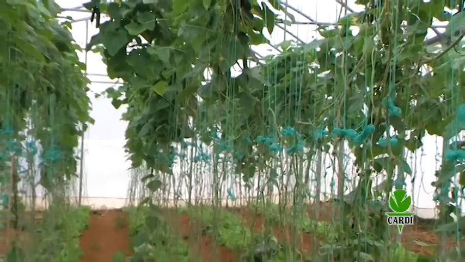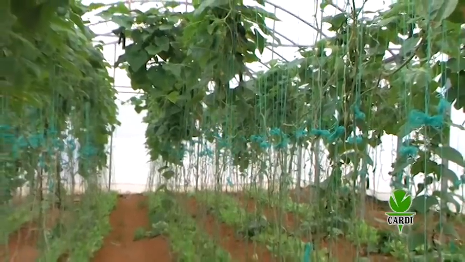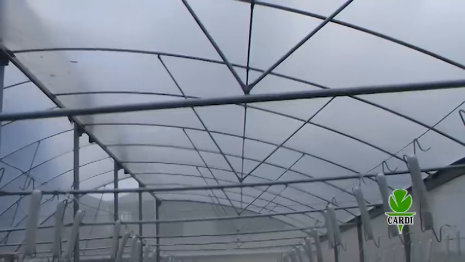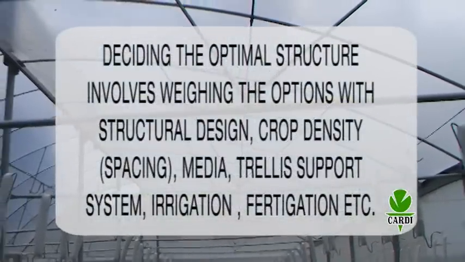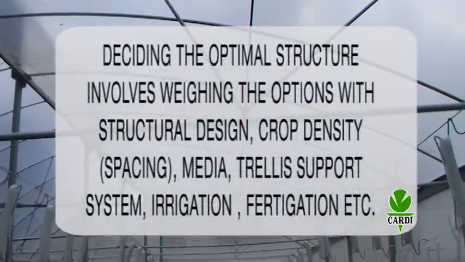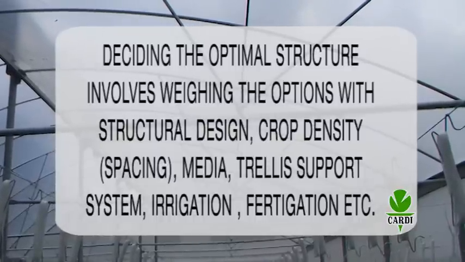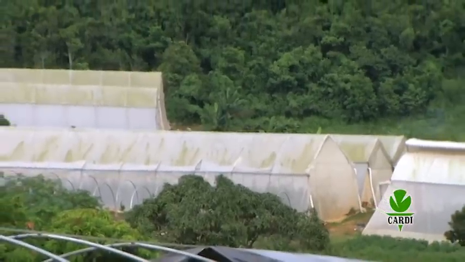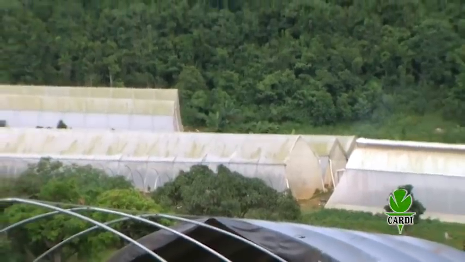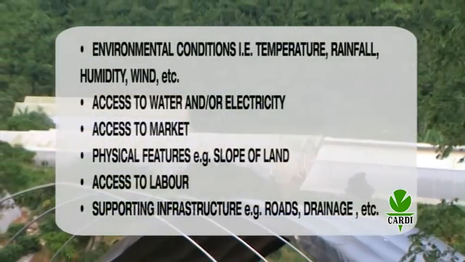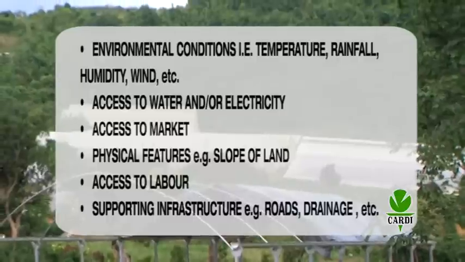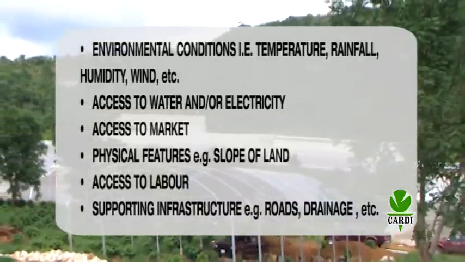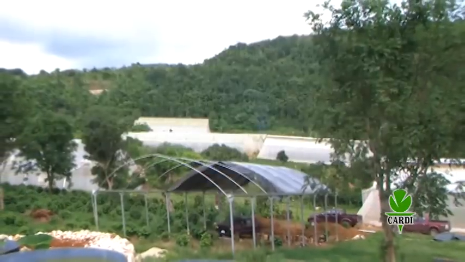The PA farmer must also determine what infrastructure is required to grow the crop inside the PA structure by providing the optimal condition. This involves weighing the options with structural design, crop density or spacing, media, trellis support systems, irrigation, fertigation, etc. There are a number of factors that the PA farmer should be mindful of when selecting a suitable site to set up his structure. These factors should recreate as closely as possible an environment for the crop's natural growth. The closer the conditions, the less infrastructural modifications are required and the lower the infrastructural cost.